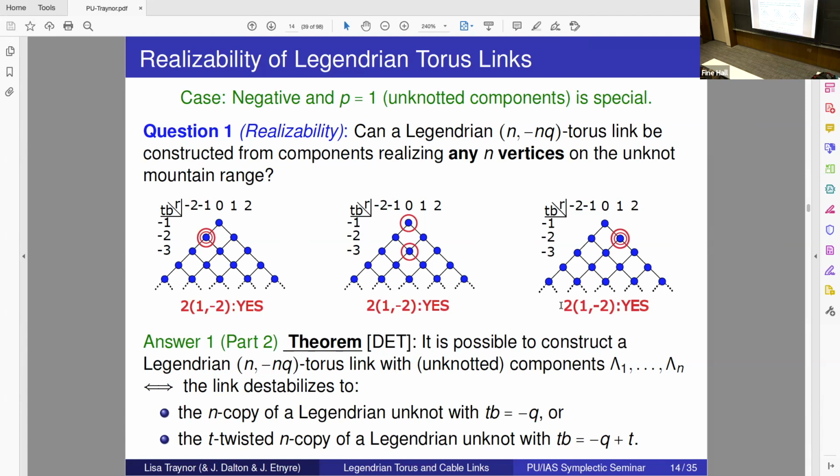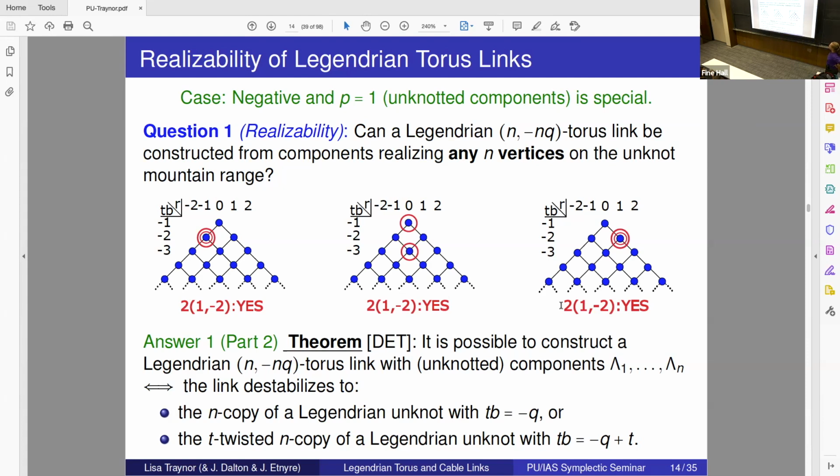Yeah, so the previous theorem was where p was not equal to 1. This is where p is equal to 1. So this is still the negative case, but with p equal to 1. So you're moving around these lattices, positive and negative stabilization, right?